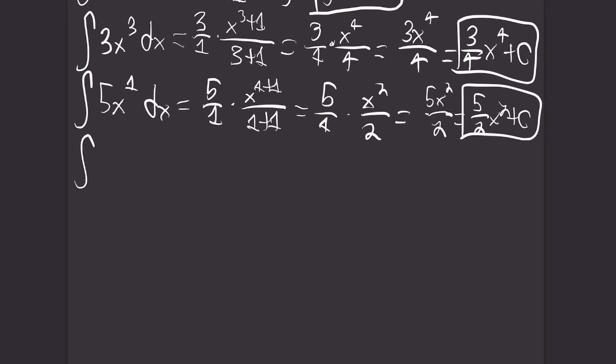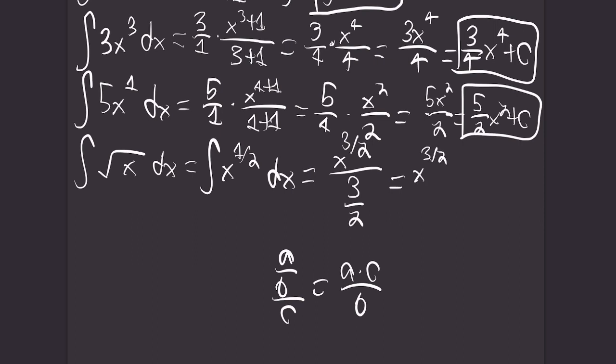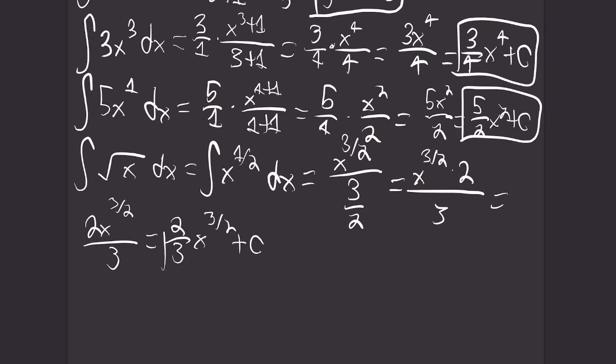Now, what if we have the square root of x? We can rewrite that as x to the 1/2, and then apply the power rule. That would be x to the 3 over 2, over 3 over 2, which we can then handle with the fraction rule, which states that a over b over c is equivalent to a times c over b. So we can apply that, simplify it, and simplify it again, and add the constant of integration. And that's our answer.